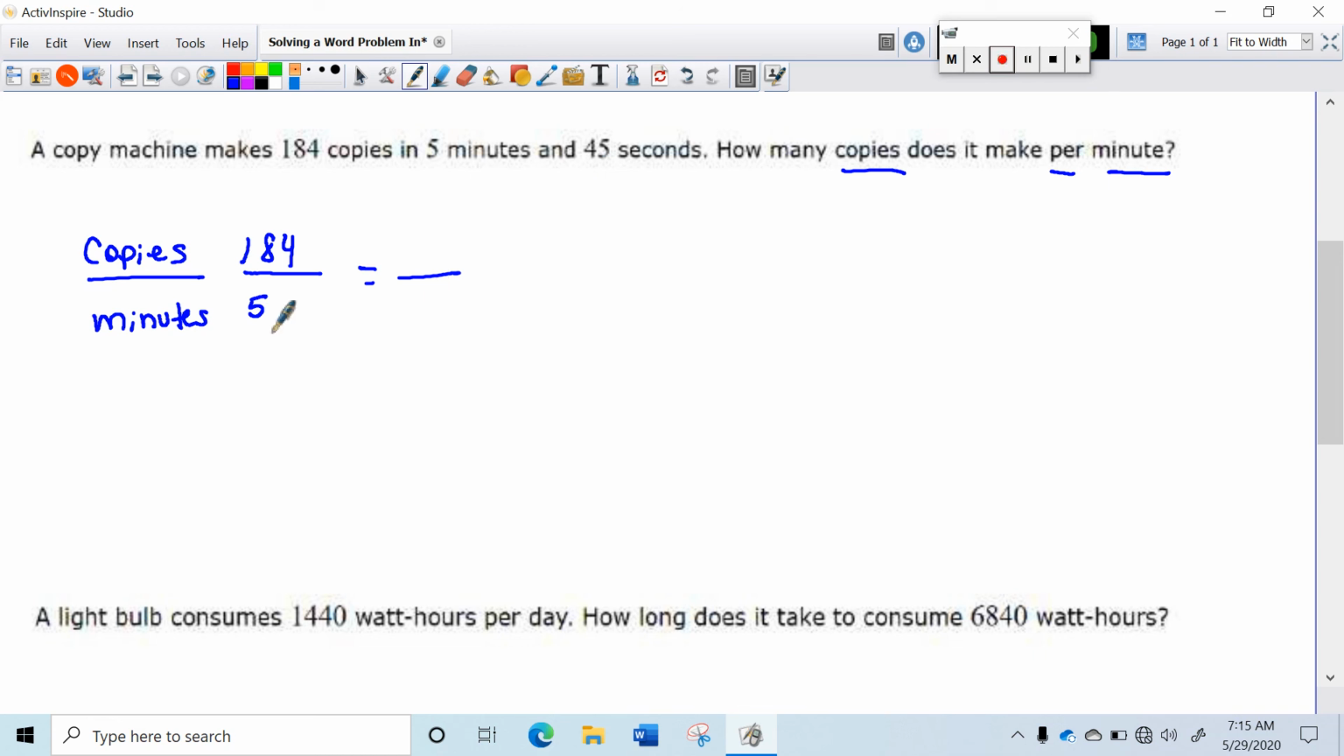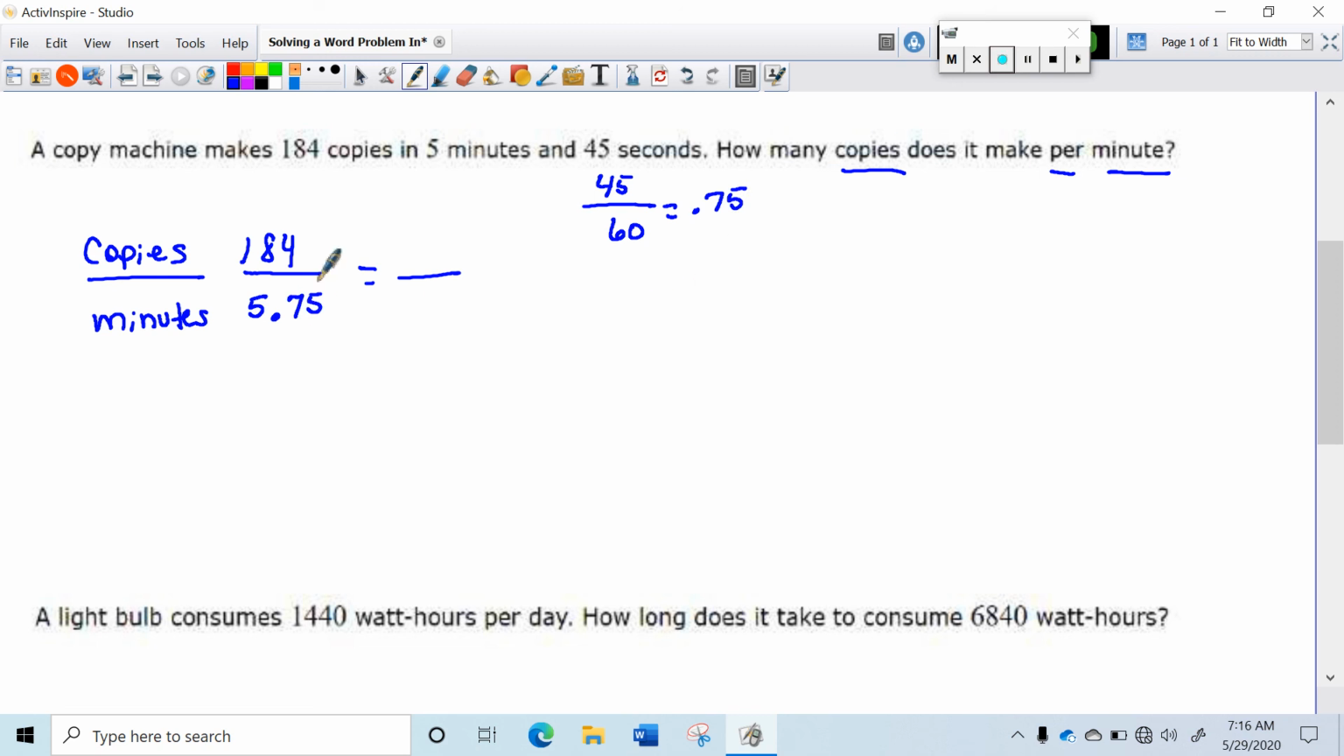5 minutes, well, that's already what we were talking about, so we just put a 5. And 45 seconds. Now is where we put the decimal, because seconds is not in minutes, and we need it to be in minutes. So 45 seconds. You divide that, 45 divided by 60, because there are 60 seconds in a minute. So 45 divided by 60 is 0.75. So I'm going to put 0.75 here.